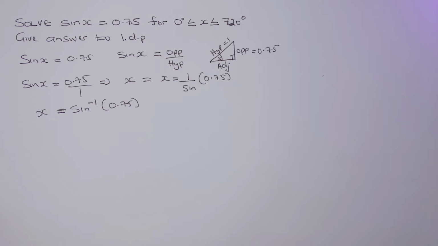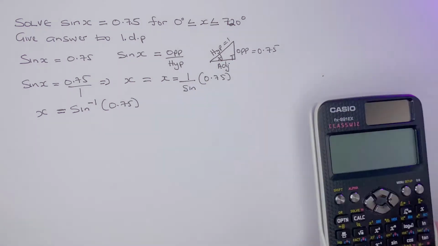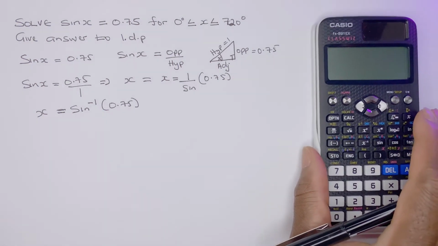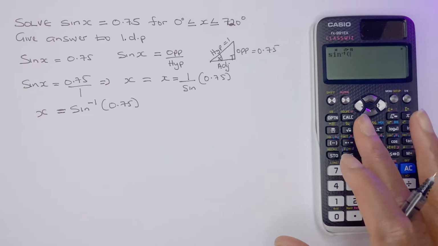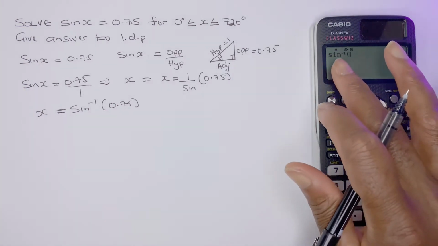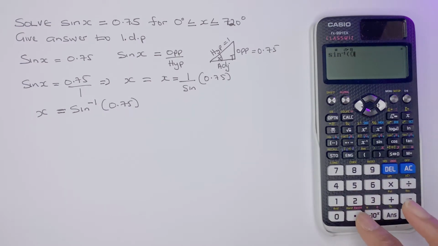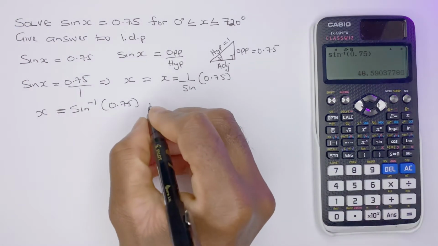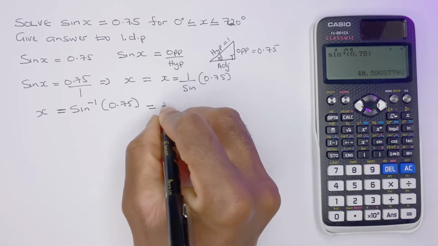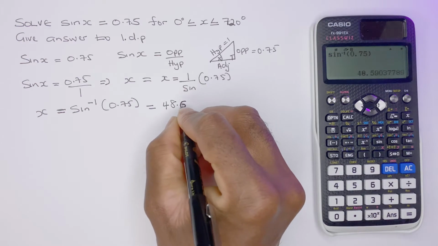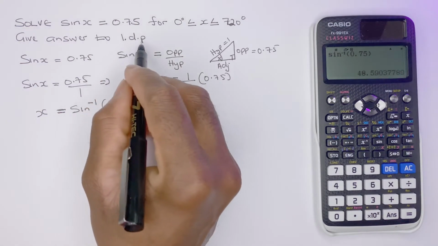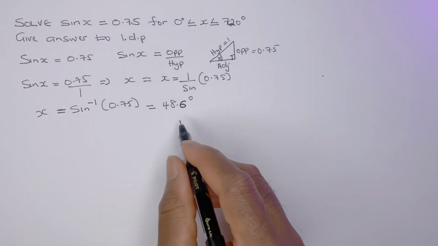Now, we can plug that value in to find the first value of x. So the first value of x will be, turn on the calculator. You do shift sine, and then you get the inverse sine, which is sine to power minus 1. And then you put 0.75, close the bracket. So the value here is x equals 48.6 degrees to 1 decimal place. So that's the first value of x.